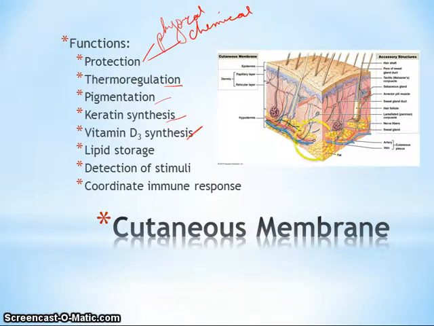It is a location where lipids are stored. You see them in this picture over here. Detection of stimuli. There are nerve endings that are very, very close, if not embedded, in the skin. It's also involved in coordinating the immune response. The skin is called the cutaneous membrane. It consists of two layers of tissue, one being an epithelial tissue and the other being connective tissue.